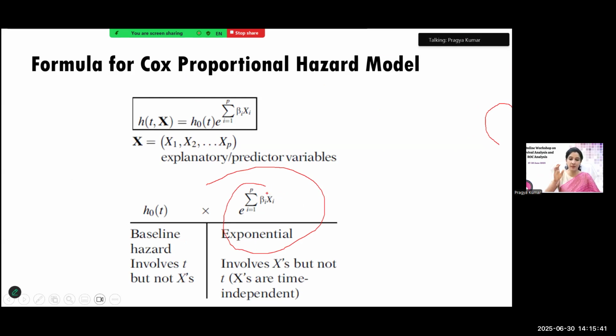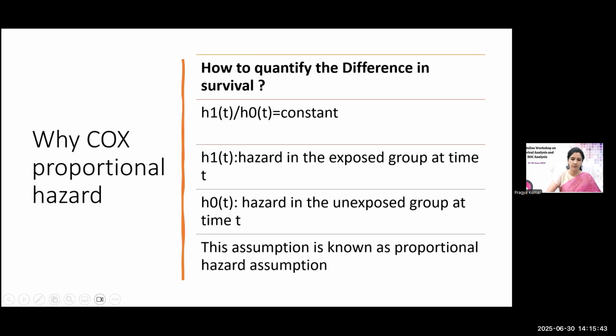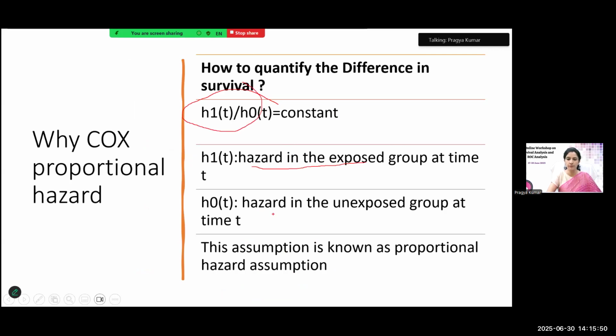That means hazard might change, but this ratio, H1t divided by H0t, this is the hazard ratio. That means the hazard in the exposed group and the hazard in the unexposed group. Individual hazard might change, but not the ratio. It will remain constant, and that's the proportional hazard assumption.